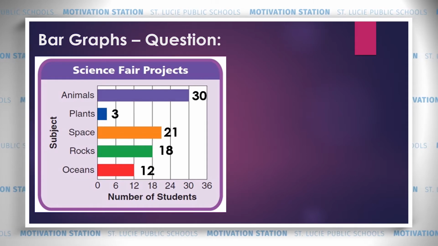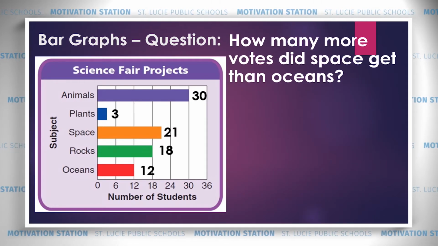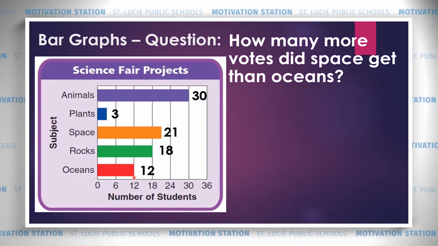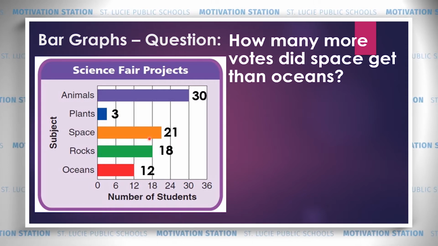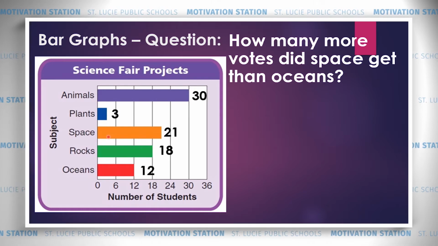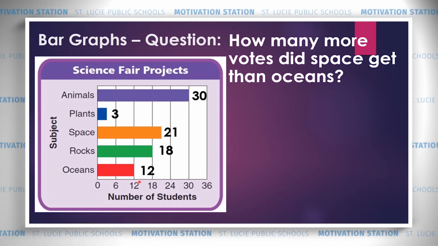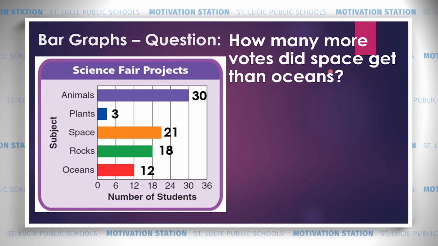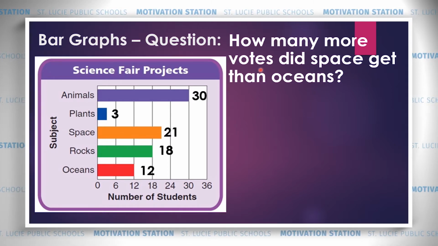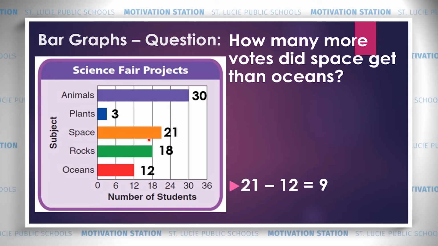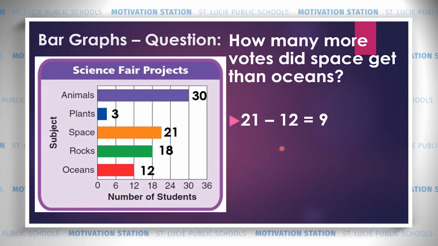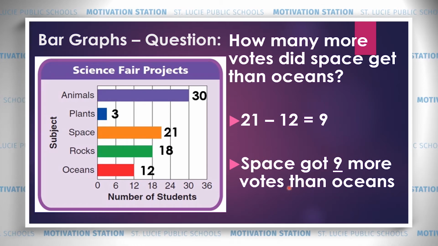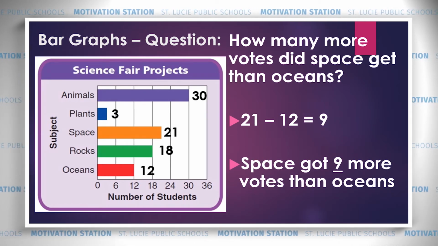Let's answer this question. How many more votes did space get than oceans? Well, I see here that space got 21 votes. And oceans got 12, and I know when they say how many more, I'm going to find the difference and I'll be subtracting. So 21 take away 12 is 9. So space got 9 more votes than oceans.